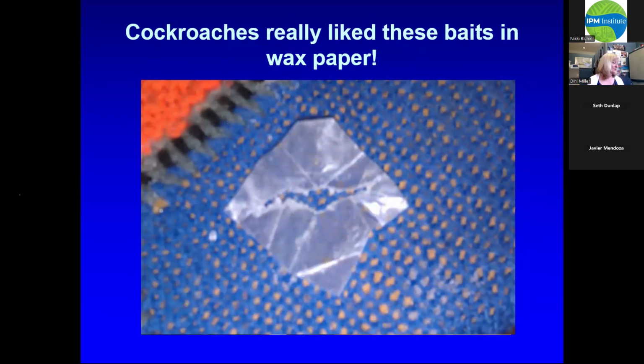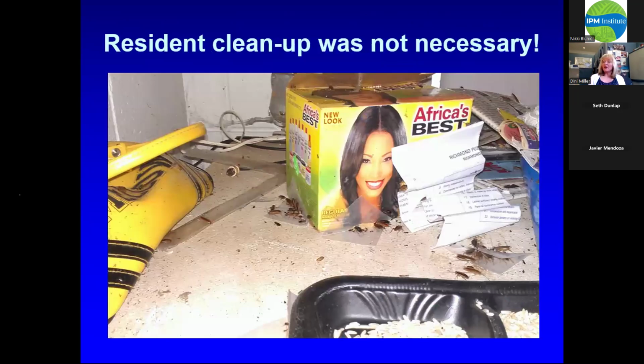Okay, this was the first time I'd ever seen anything like this. So I showed this picture to one of the apartment managers. You can see we have 3 tacos up here, and this was the top of a refrigerator that had a tray full of cooked rice. But you notice that all the cockroaches were running right over to the bait. And that was pretty amazing.